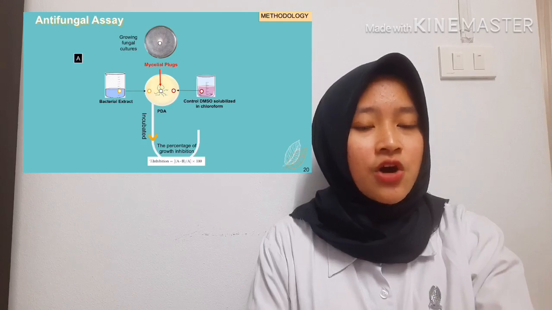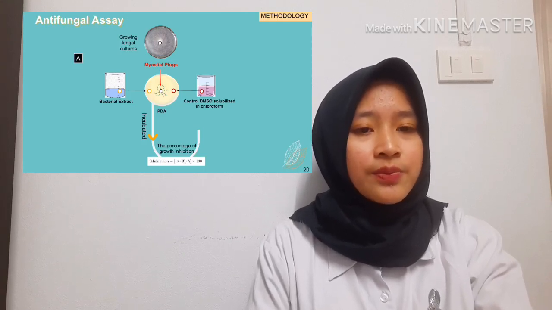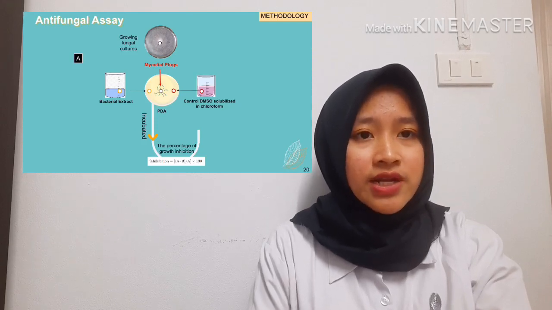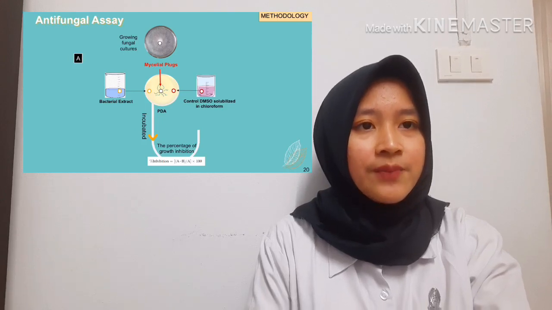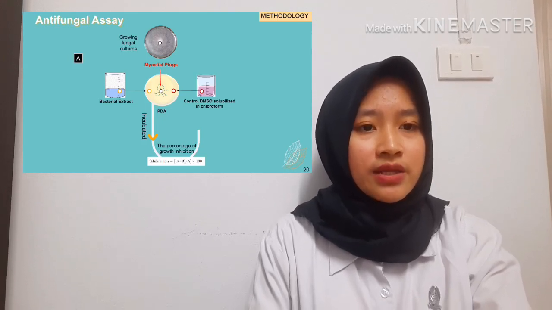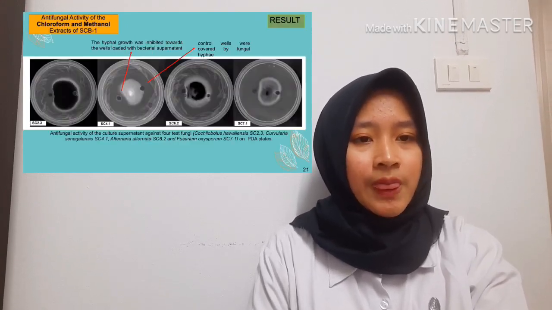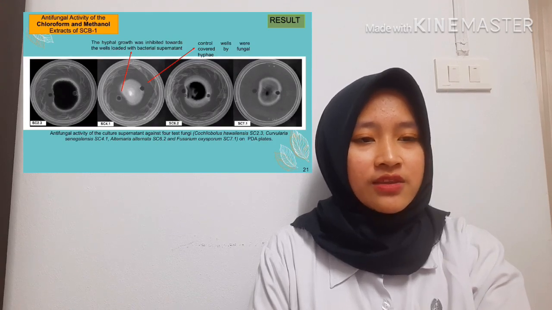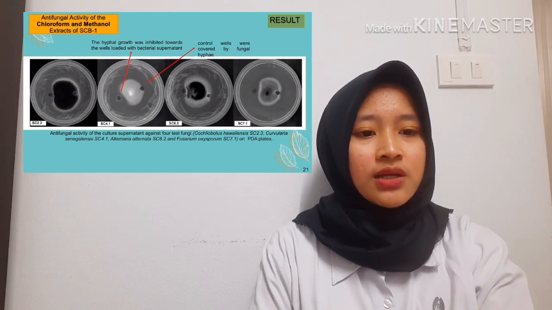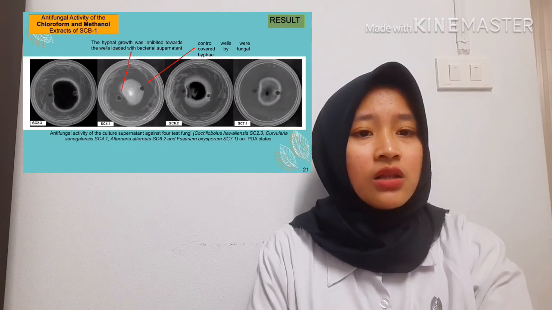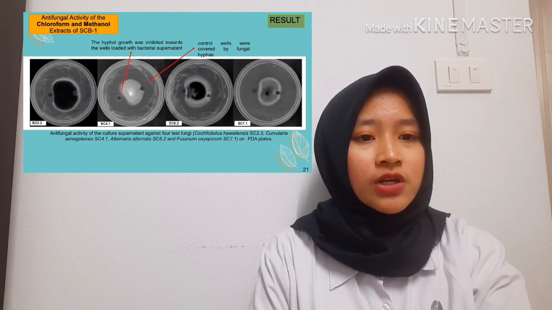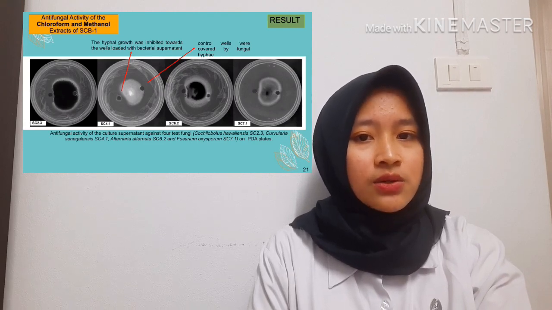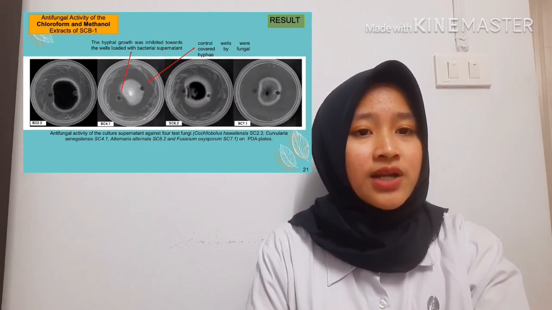After that, the percentage of growth inhibition is calculated using the formula: percent inhibition equals A minus B divided by A, times 100. A denotes the growth diameter of the fungus in control medium, and B denotes the growth diameter in culture medium. And then here is the result of the antifungal activity of the culture supernatant against the test fungi. All of the control wells were covered by fungal hyphae, and all of the hyphal growth was inhibited toward the wells loaded with bacterial supernatant.